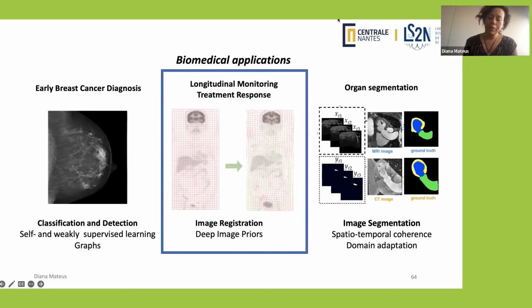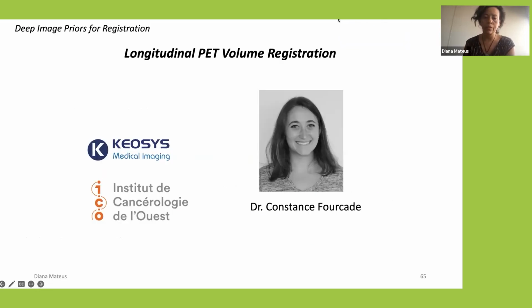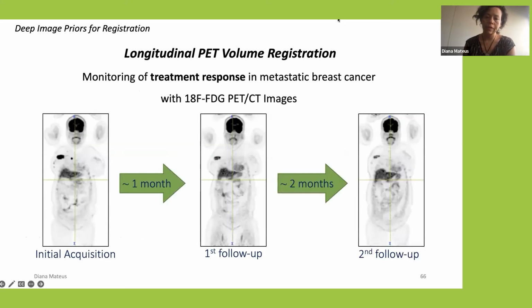Okay, so that would let me explain the second concept that I'm a bit excited about. This is about another PhD student. She just finished in July, and she was working with COMULIS and the Institut de Cancérologie de l'Ouest. So the problem here is a little bit different. We want to monitor treatment response in metastatic breast cancer.